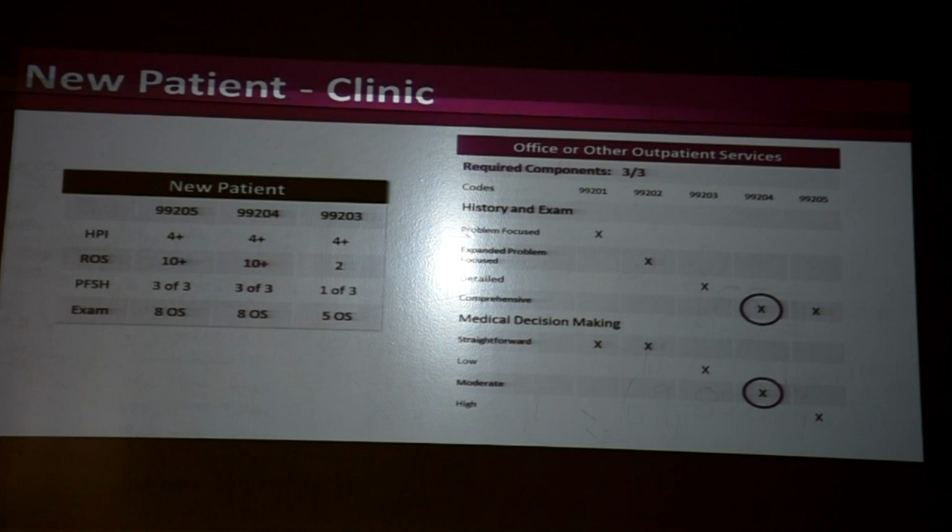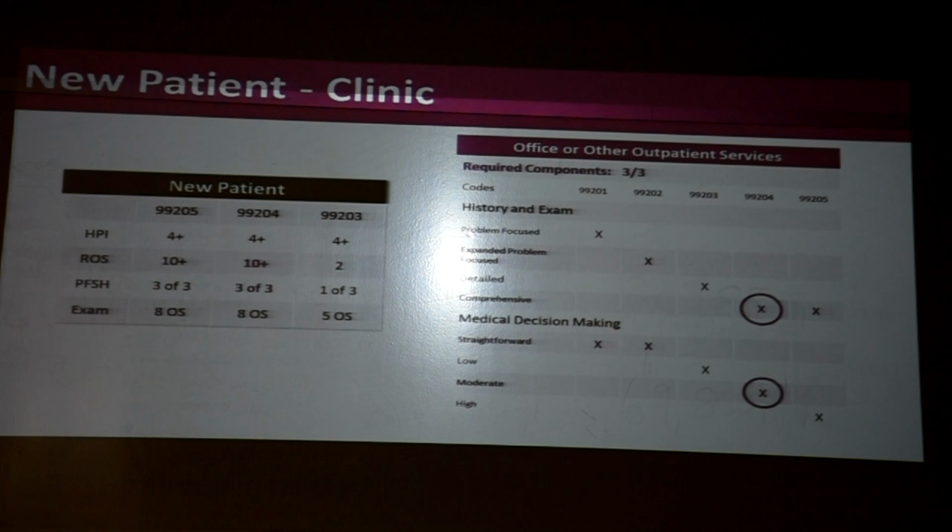You'll see over here the new patient grid. So when I'm talking about requirements, I'm talking about HPI, review systems, past family social history, and the exam. So your history, in that previous slide, if you remember, I said you needed either 2 key components or 3. For new patient, you need all 3 key components. So you need a history, you need an exam, and you need obviously medical decision making. Your history is your HPI, your review systems, and your past family social history.